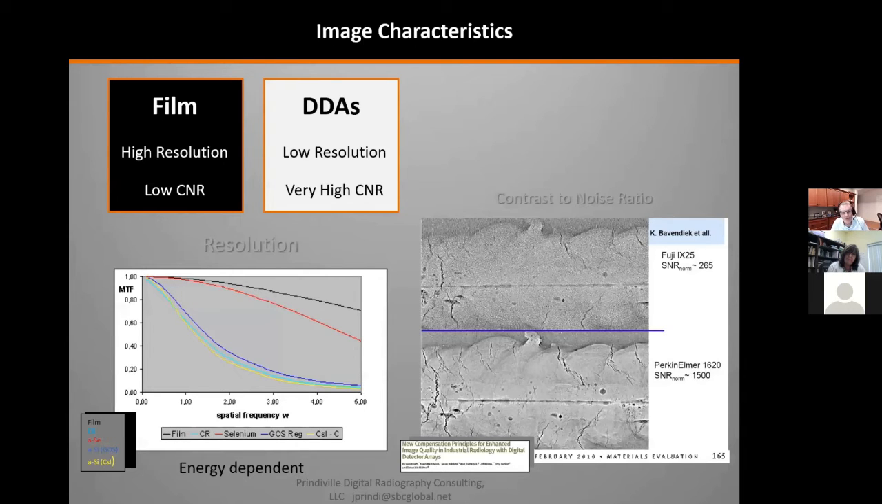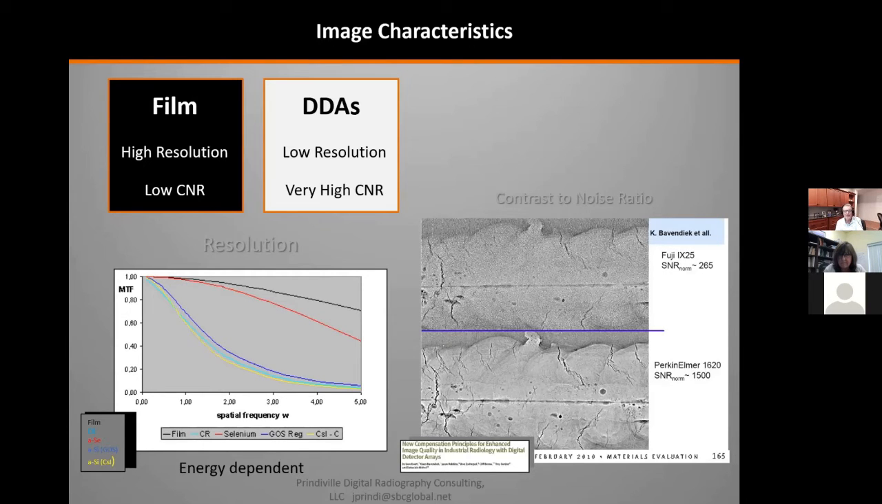So right now, you pretty well talk about things. And today, film has high resolution. Digital detector arrays have low resolution. In fact, that's the reason everybody was always down on digital for a long time. They would say, oh, the low resolution, you're never going to get what you see on film.